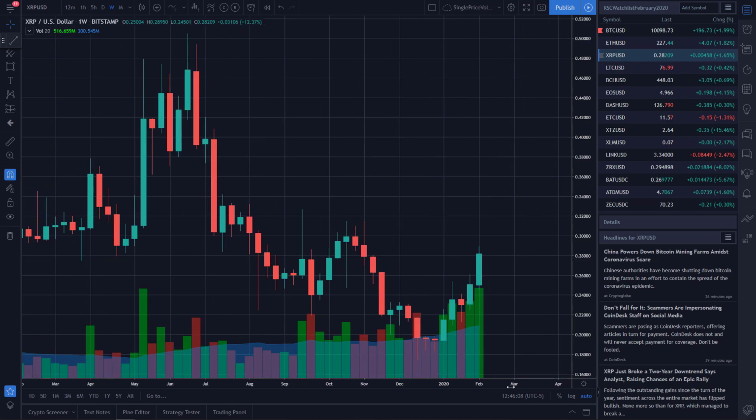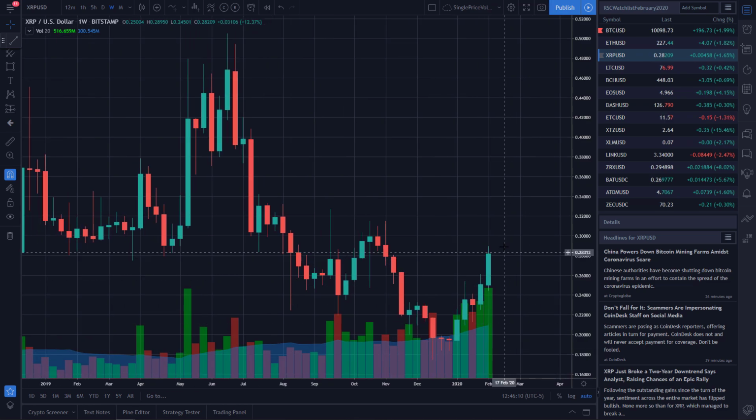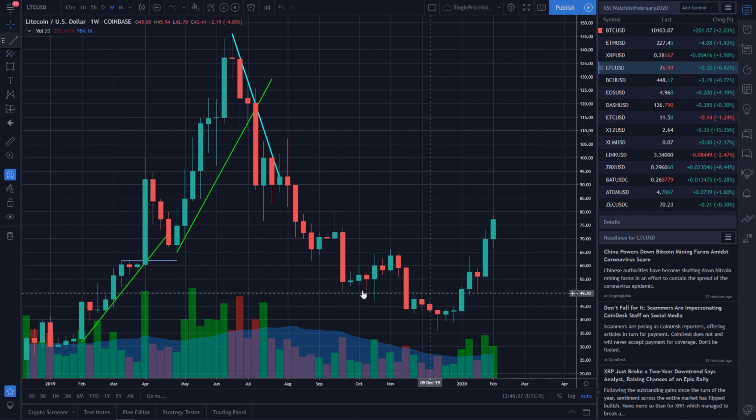Ripple's got a long way to go as well. Even though it's back up to 28, 29 cents, which is a good start, it's not above the high pivot, the last lower high. So this one is still in a nasty weekly downtrend. Good start, though. I like the volume that we're seeing off the bottom.